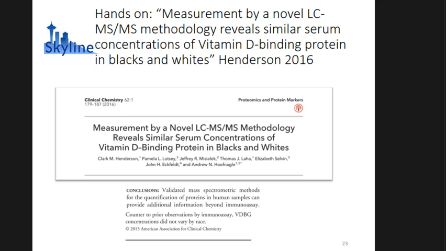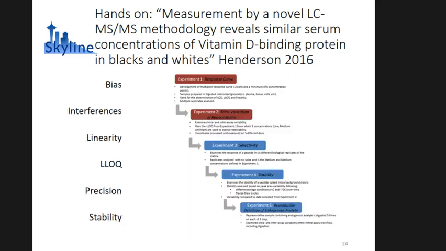And in this paper by Andy Hofnagel and one of his great staff scientists, Clark Henderson, they found that, as opposed to what was previously reported in immunoassays, when they do this thorough, heavy vetting of a validated mass spec method, there was no difference in concentration depending on race. That was actually just really, really terrible quantitation on the immuno part. So it's a great paper. It's a pretty easy read because it's clinical chemistry. Highly recommend. It's a great example of doing these validations.